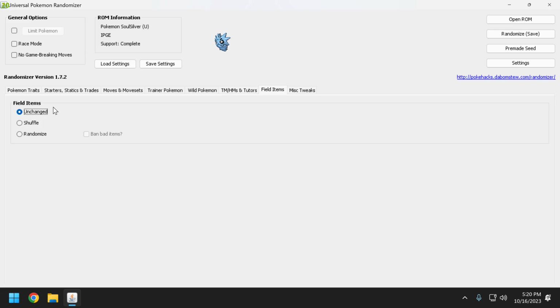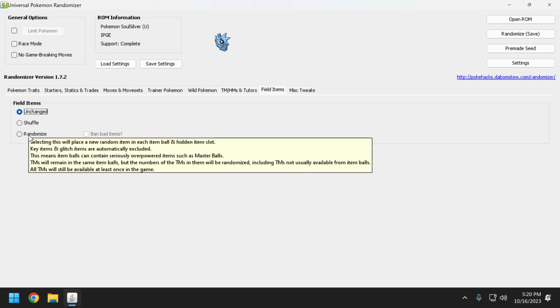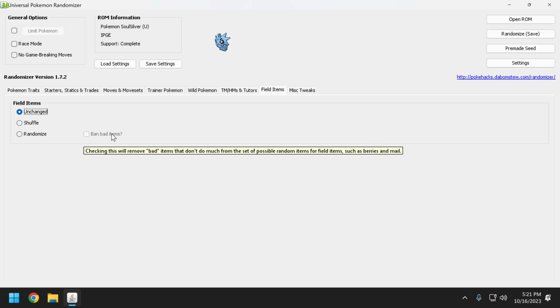Field items. So these are the little Pokeballs that you find kind of scattered about the game. So you can shuffle these around so that basically their order just goes all over the place. Now, this does not affect key items that you need to play the game. It may save you from getting some overpowered items at the start. You could still get some of that stuff, like HMs, TMs, or you could go for a full randomizer. What this could do is you could end up getting a Master Ball in the very first thing you pick up. And then you can pretty much ban the bad items from showing up in field items if you want.